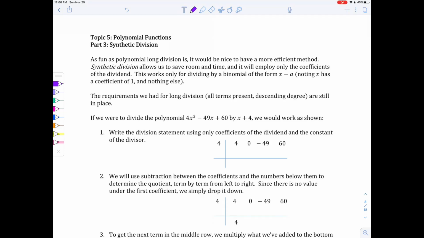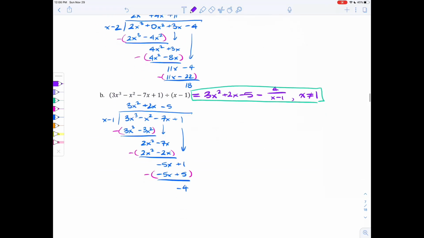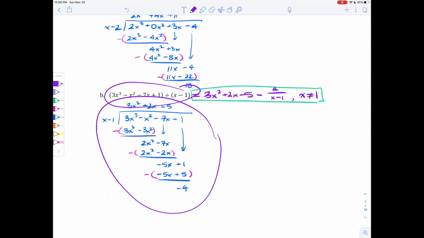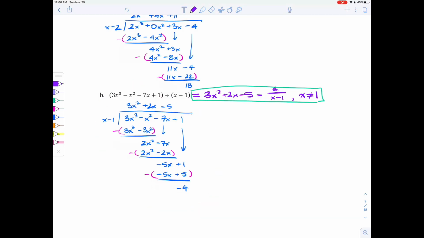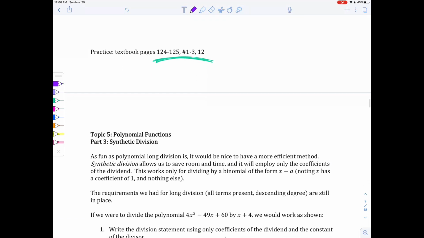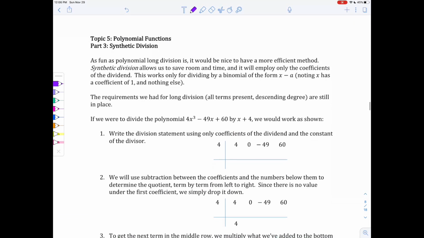Welcome back to polynomial functions. We are going to look today at synthetic division. So we just came off of looking at polynomial long division, which was useful, but it also takes up a fair amount of space. As we saw here, to do an operation like this takes a decent amount of room, and you have to write a lot of things. Synthetic division is useful because it saves us a lot of room and time.